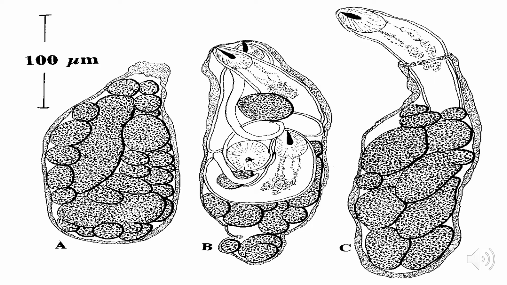Letter A is a mother sporocyst. This mother sporocyst will later give rise to letter B, which is the daughter sporocyst. Take a look at the daughter sporocyst.